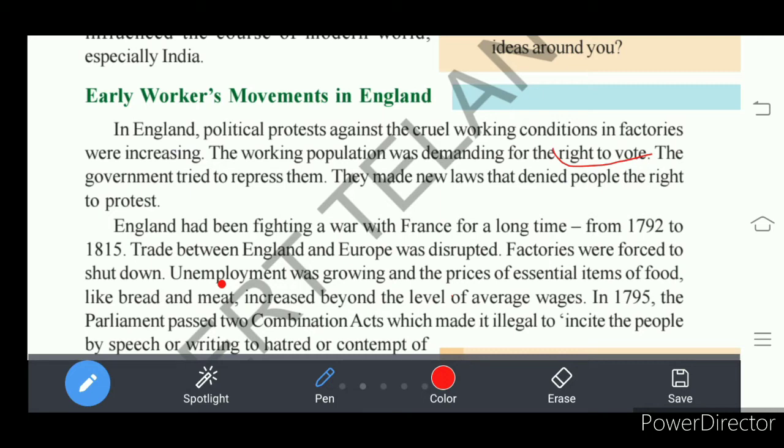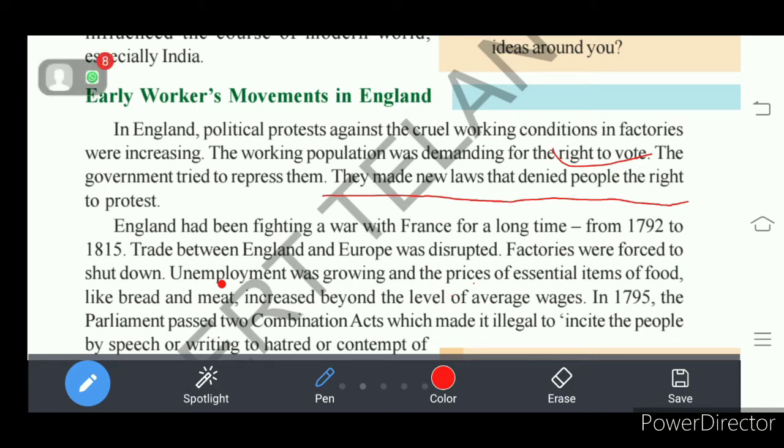Instead of considering the demand of the workers and granting the right to vote, the government went for suppressing them. The government made new laws against the working population. The new law stated that workers are not allowed to protest against the factory owners. So they made new laws that denied the people the right to protest. People were not allowed to express the problems they had. They were not given the right to protest the problems they faced in industries.